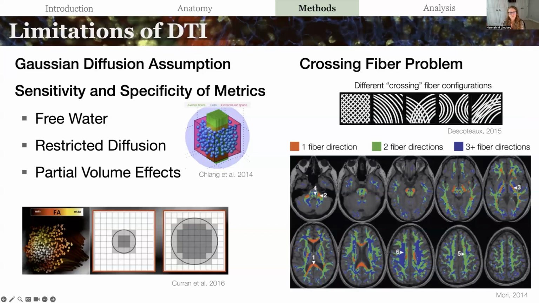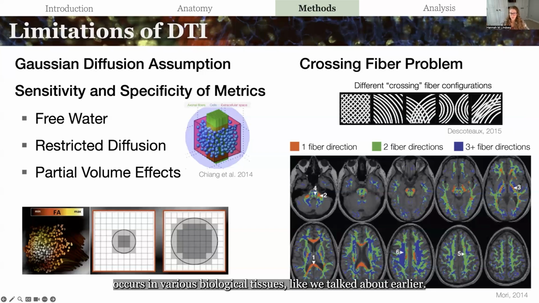Another limitation, which is related, concerns the sensitivity and specificity of the DTI metrics themselves. So these are like FA and MD. And this has everything to do with the different ways in which diffusion occurs in various biological tissues, like we talked about earlier. So here's that little figure again to remind you. While DTI metrics are valuable for detecting changes in white matter, they are not specific at all to any particular microstructural property. For instance, a decrease in FA could indicate reduced myelination or axonal damage or increased free water content.